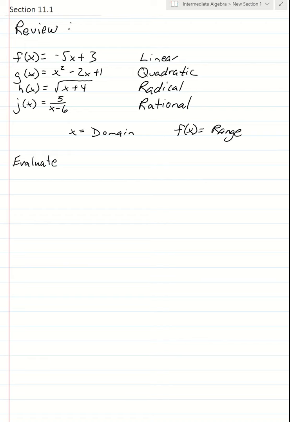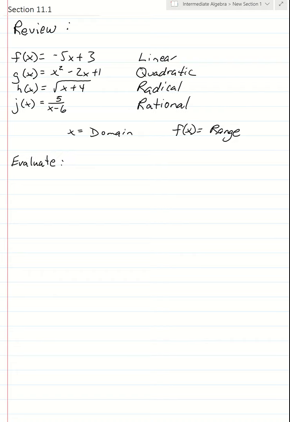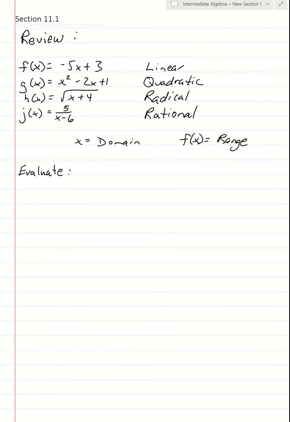And recall, for that, not only do I have to give you the rule, but I have to give you a specific value of x to plug in. For example, I could ask you to evaluate maybe f of 2. I could ask you to evaluate g of negative 3. I might say evaluate the function h when the input is the number 5. Or I could even say evaluate the function j when your input domain is 0.